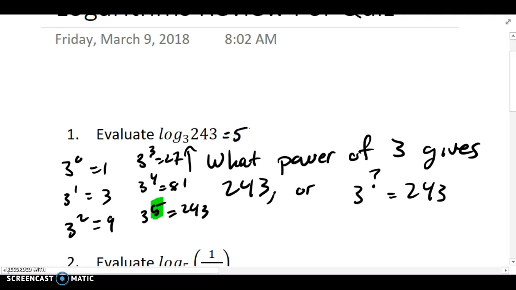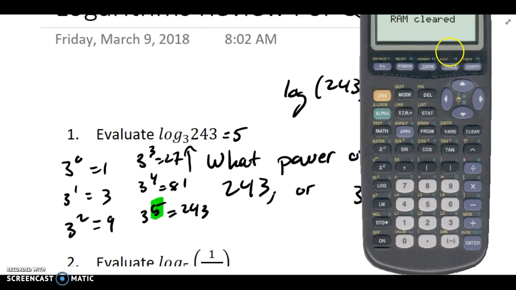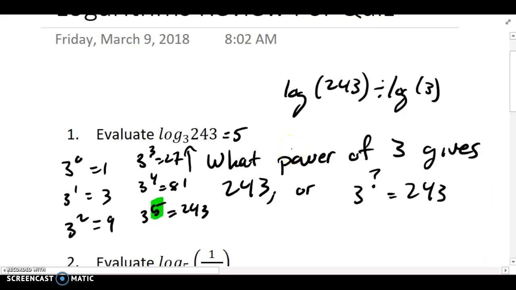Now if you're having trouble with that, you can always put it in the calculator. The calculator can do it too. All you have to do is do the log of the top one divided by the log of the bottom one. So let's do that. Here's our calculator. We're going to do the log of 243 divided by the log of 3. And we get 5. So that's the other way to do it.